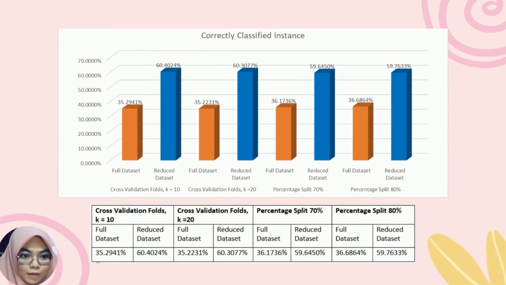So as you can see, this is the accuracy comparison between the full dataset and the reduced dataset on cross-validation for K10, K20, percentage split 70% and percentage split 80%.